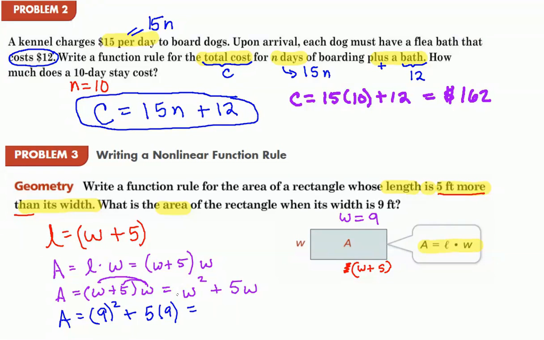Okay, so 9 squared is 81, plus we're going to add 45. So if we find the area, 81 plus 45 is going to equal 126. So the area is 126, and since it's based on feet, we will say feet squared. So there's our answer.